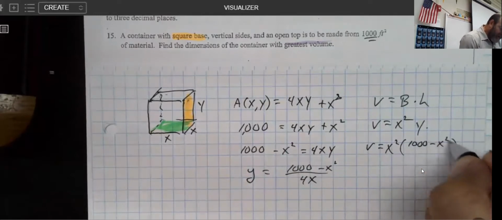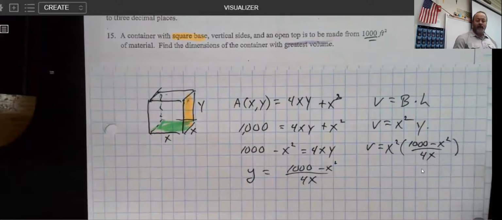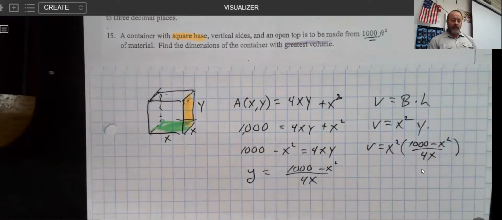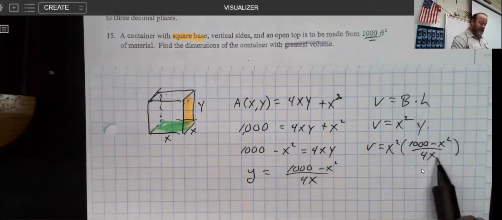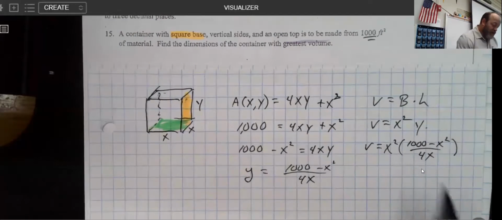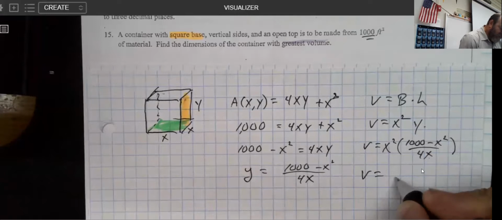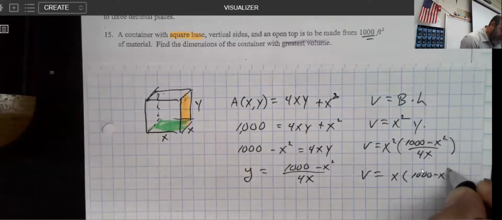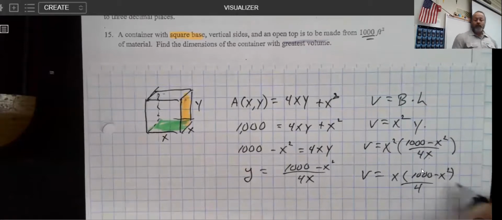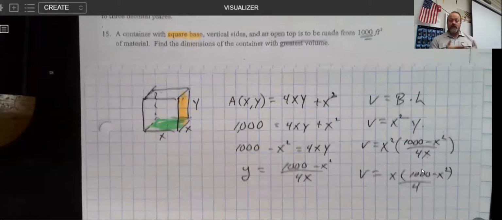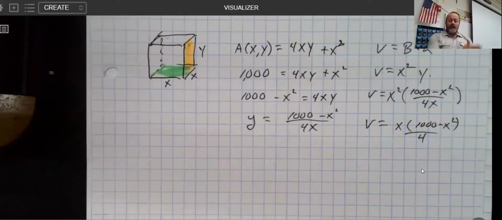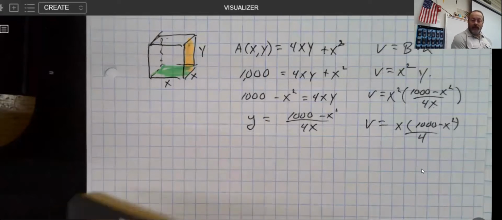Now, we could go for it right here, but I think it might be smart to utilize the fact that this X divides in very nicely. So we could cancel this and just leave X times 1,000 minus X squared, over 4. We could choose to use the distributive property and multiply that out to make it 1,000x minus x cubed over 4, but I think I'm just going to leave it as it is.